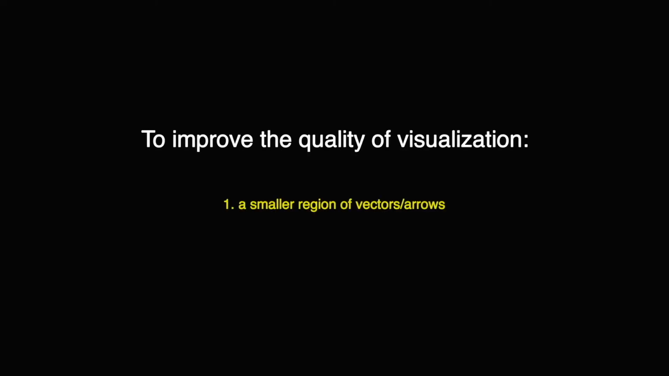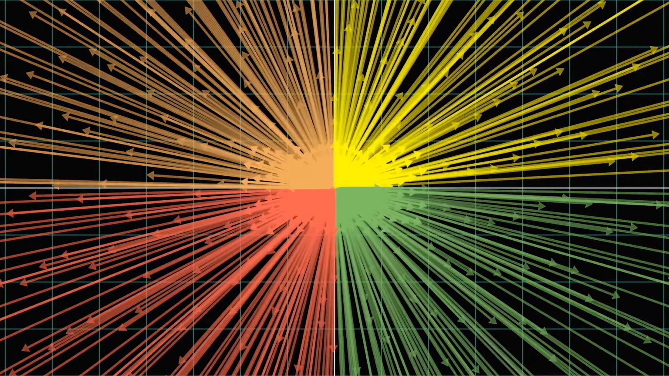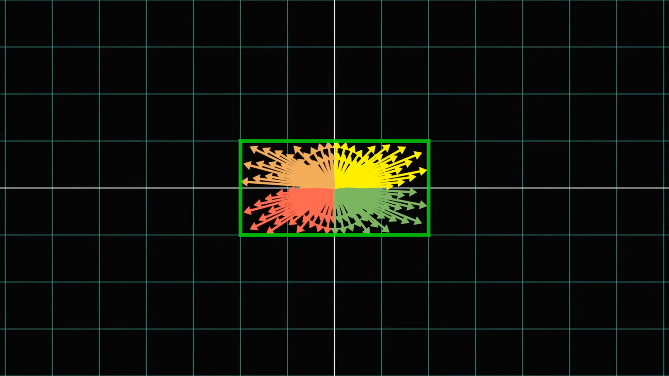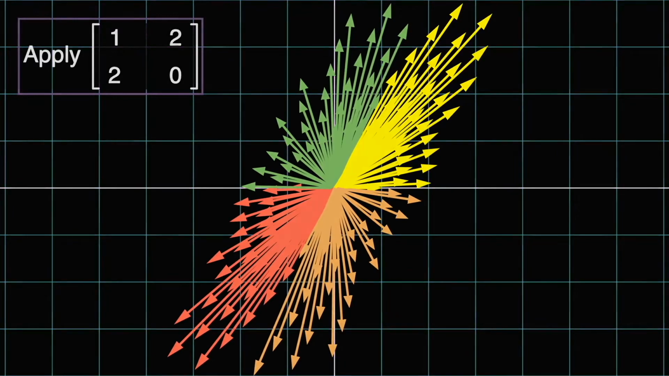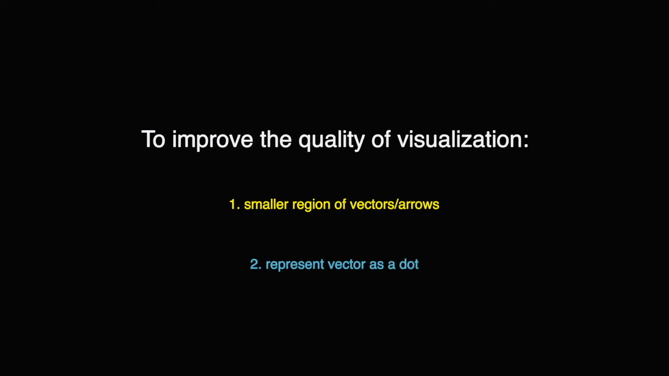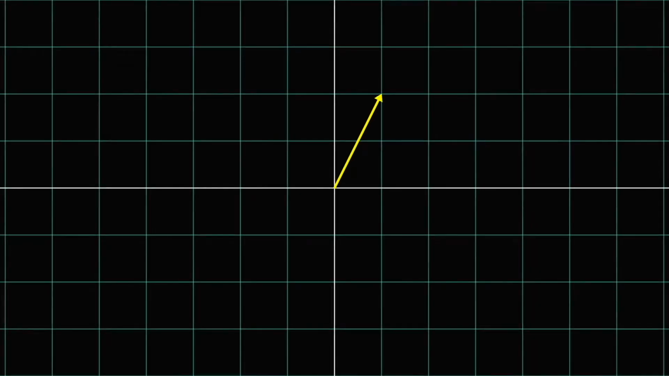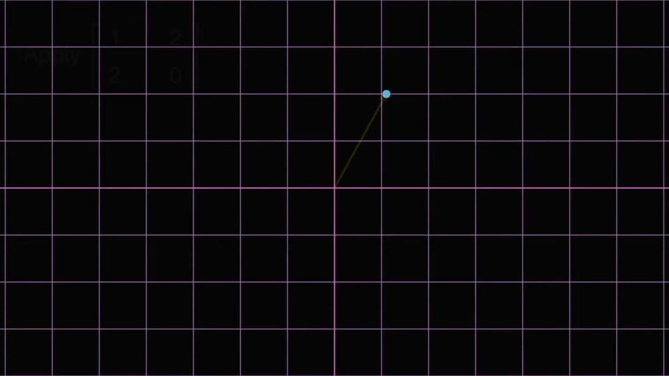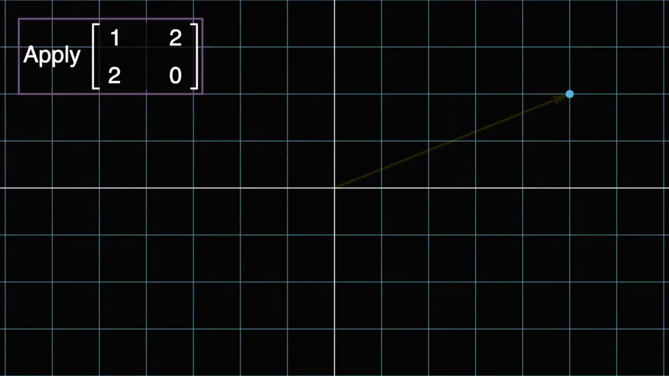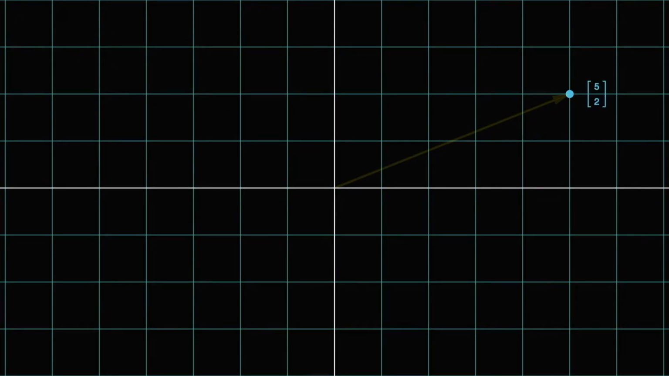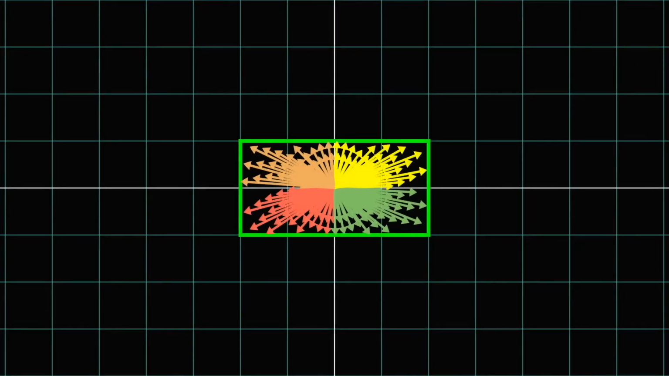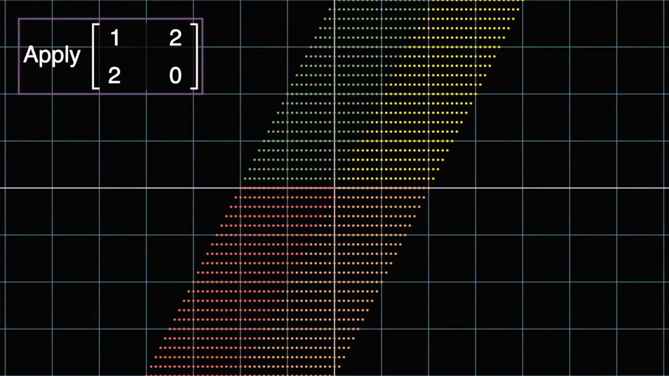So, to improve the quality, we're going to apply 2 tricks. Firstly, let's squint our eyes and focus on a smaller region of vectors. The second trick we do is to represent a vector as a dot instead. Consider our old friend vector 1, 2. Now it's a dot sitting over there. The matrix multiplication would move this dot to the coordinate 5, 2. And we can replace all the vectors within our focus region with many dots instead. And then we observe the matrix multiplication. This is much better.